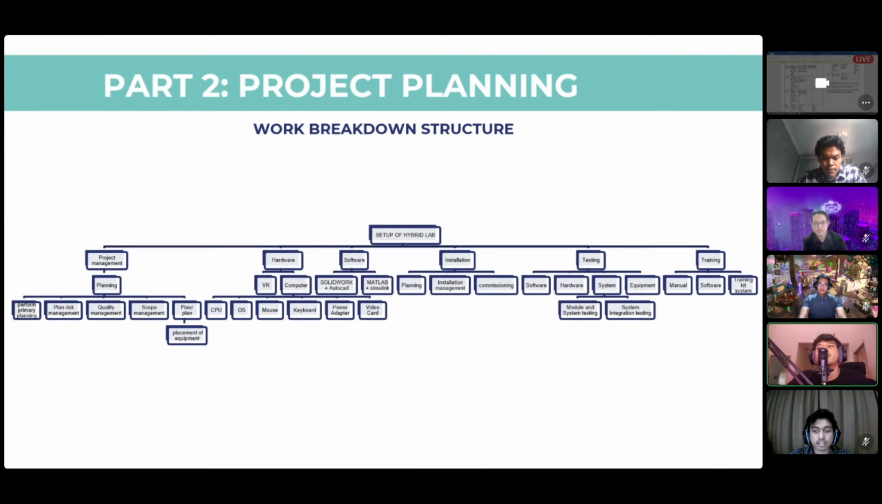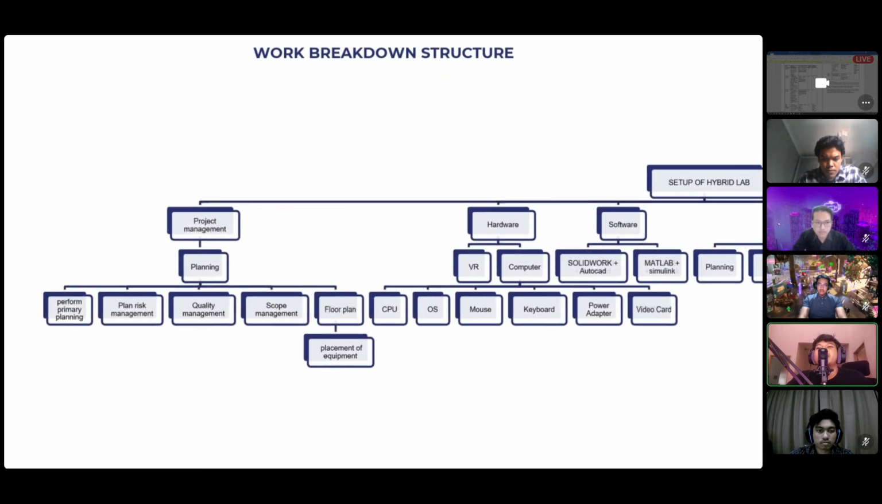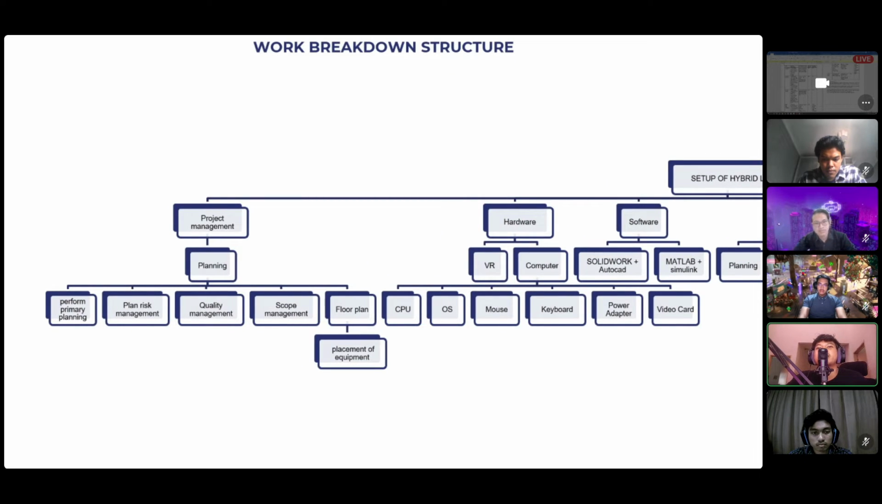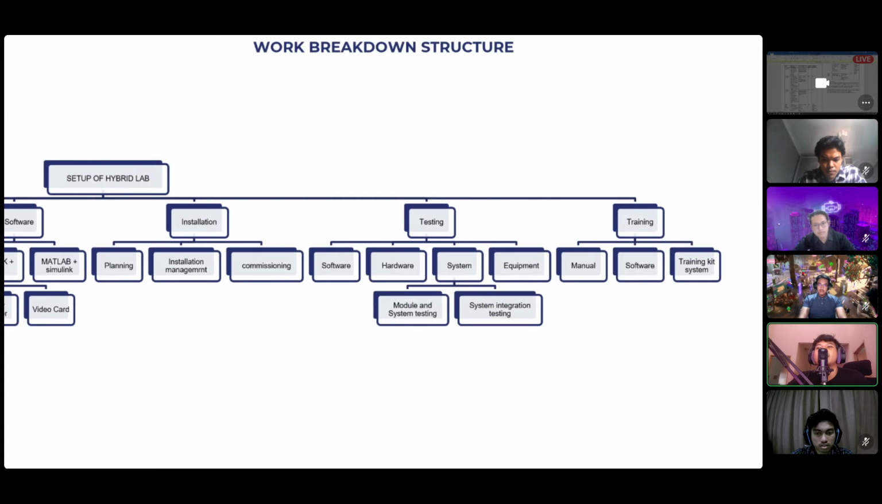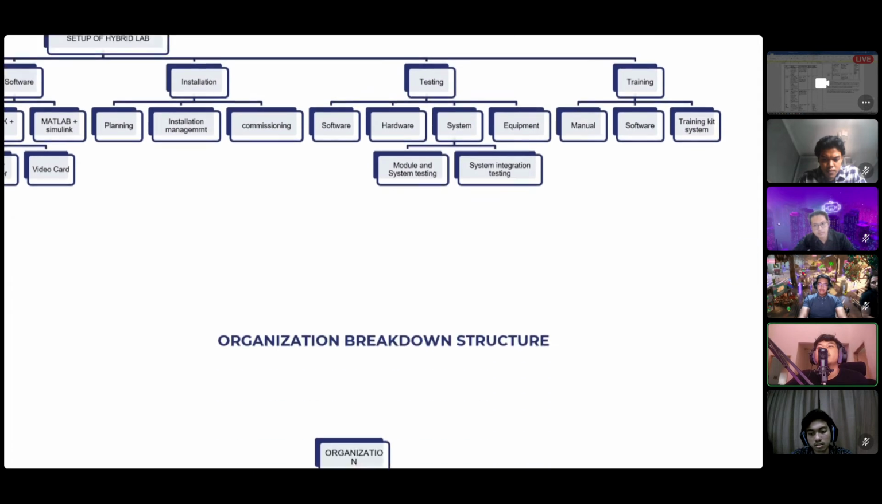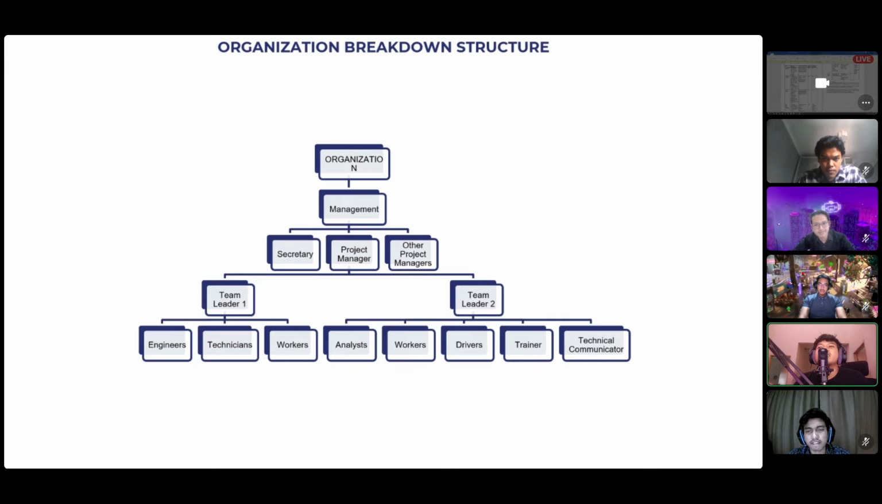Okay, moving on to project planning. The figure shows our work breakdown structure broken down into project management, consisting of planning stages, hardware breakdown of VR and computer, software, installation, testing, and training as requested by the tenderee. In our organization, one project manager is responsible for this tender. So the project manager has to get two teams with a team leader, with each team serving different functional deliverables.